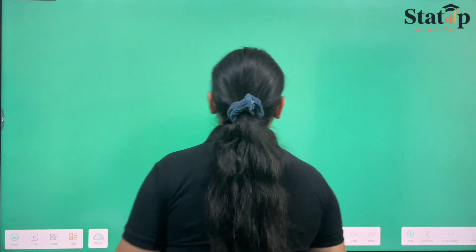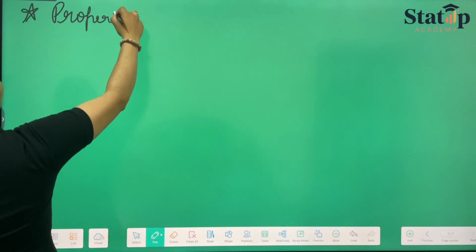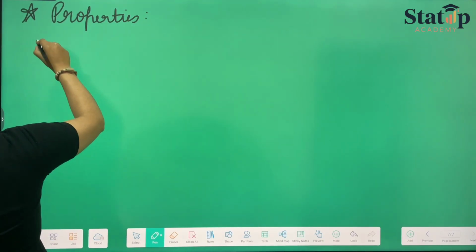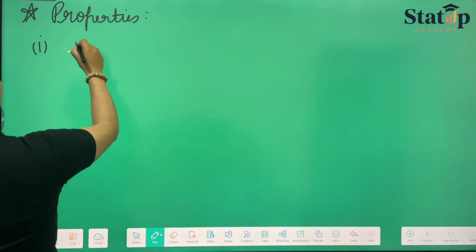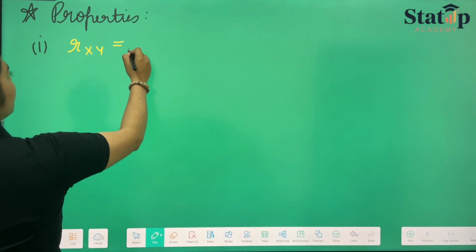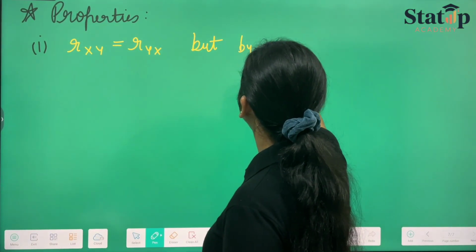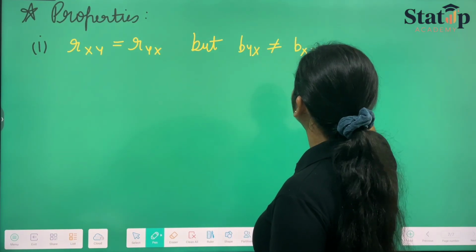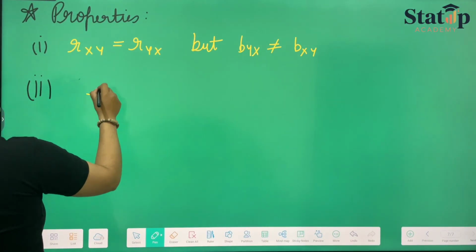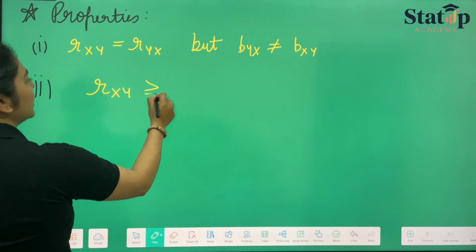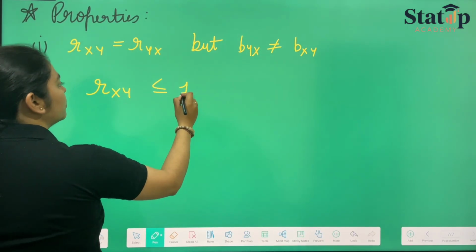Now there are some properties of regression coefficients. The first one is that although our correlation coefficients are equal, our regression coefficients are not equal. This should be kept in mind. Then the second one is that the regression coefficient is always less than or equal to 1.